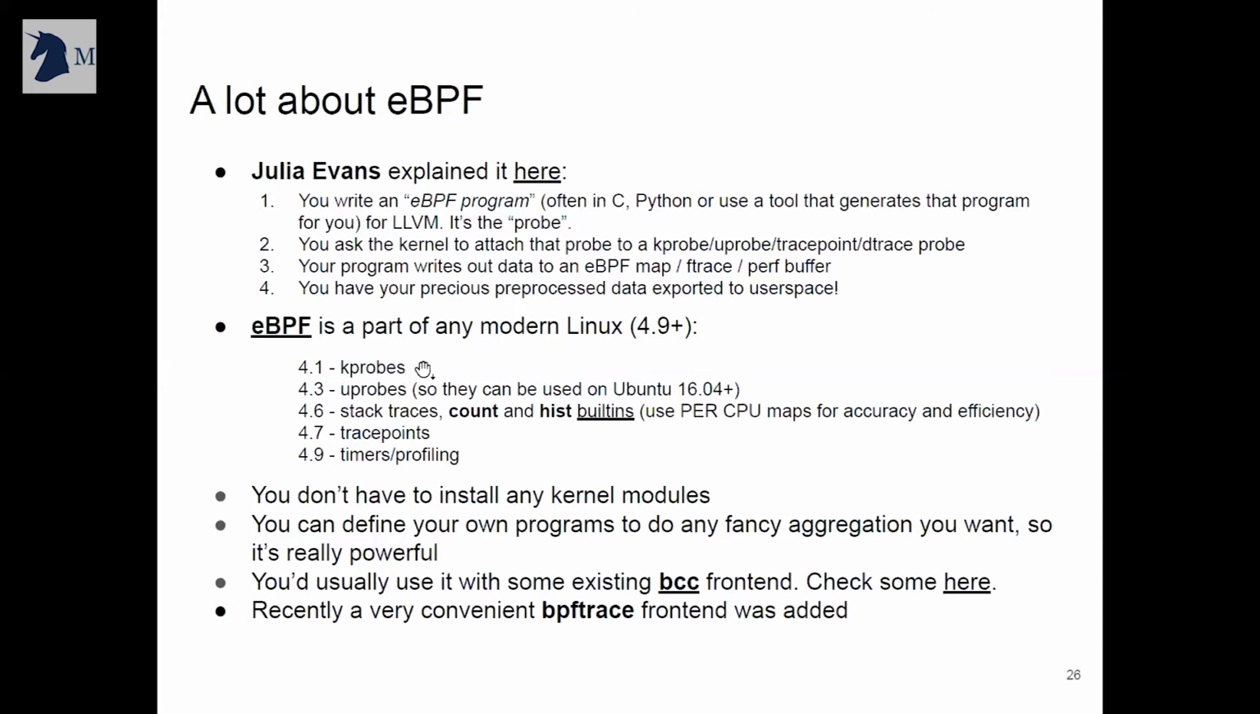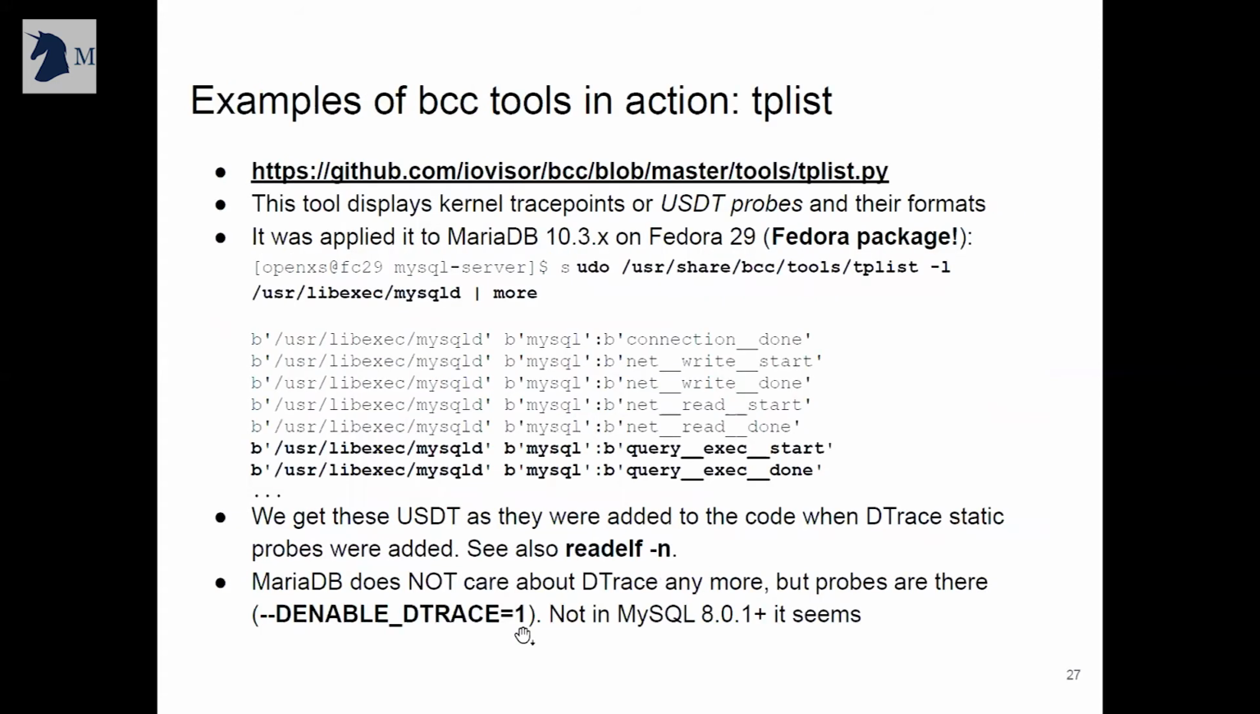eBPF was evolving at kernels 4.x, and to use eBPF efficiently, you ideally need kernel 5 point something, like recent Fedora, Red Hat 8 or whatever, not my Ubuntu 16, for example. That's why I do not present the examples. And you use eBPF either by some BCC front-end program already created, or you create a new one, or use bpftrace.